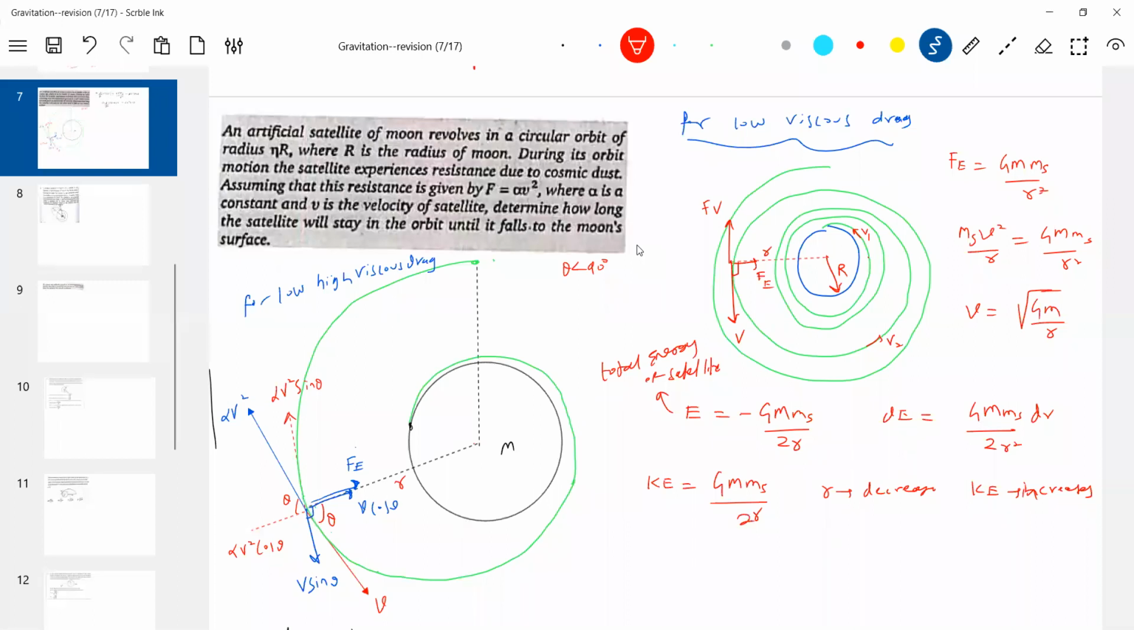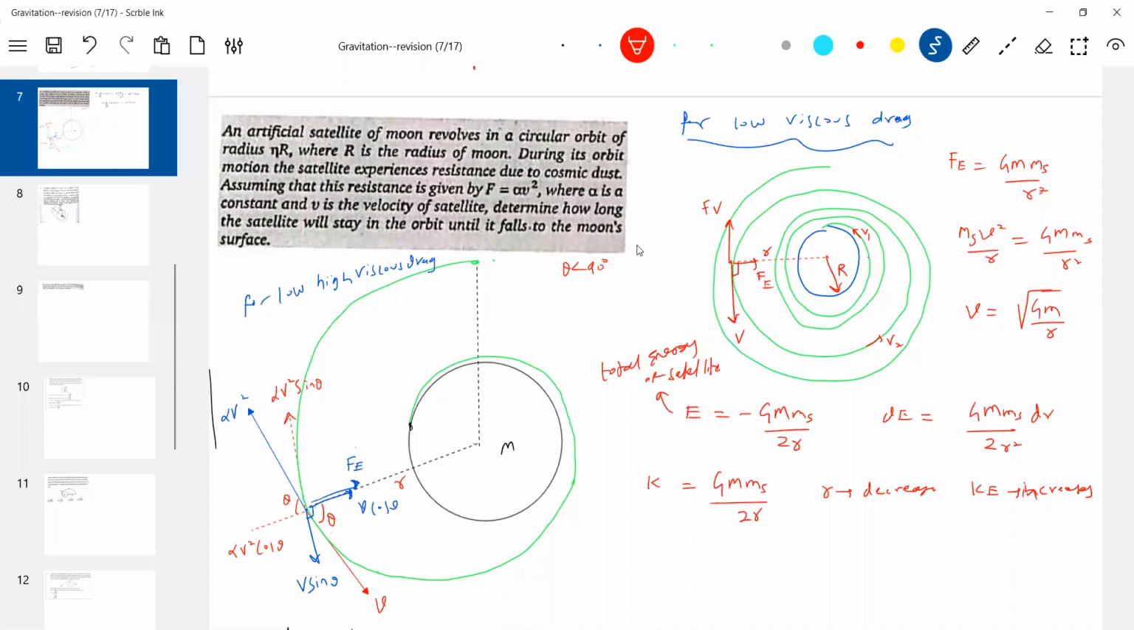I'm not just bluffing here, I'm clearly telling that. What is the expression for the kinetic energy of a satellite? I'll write K, simple. That's what we know. And if R decreases, we know it is a spiral path, the radius decreases, so kinetic energy should increase.